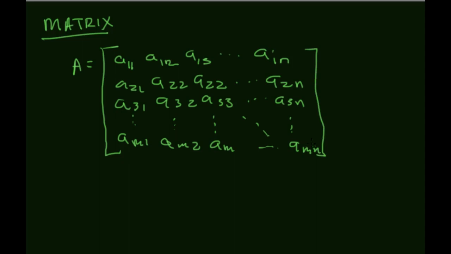So we would say that this is an M by N matrix. Another way we can write this is we can say A is an element of the M by N matrices, where that capital M means the set of all matrices. So how does this relate to when we're talking about systems of equations?